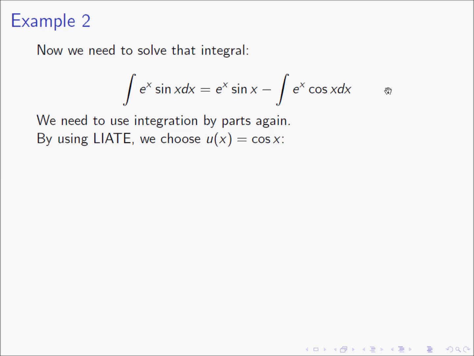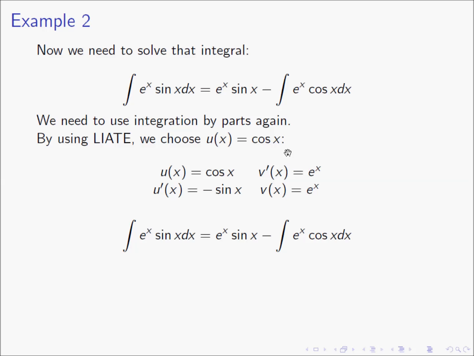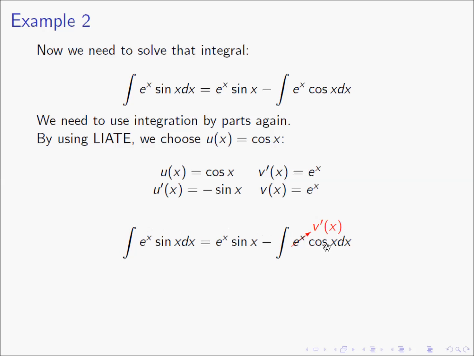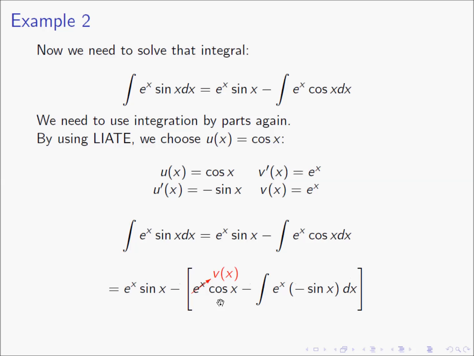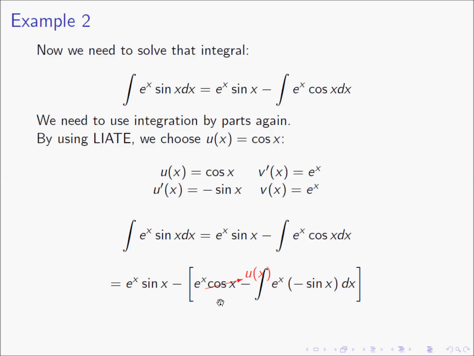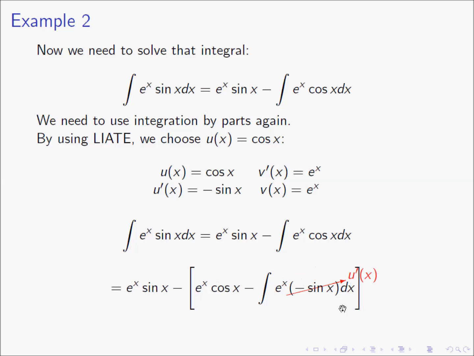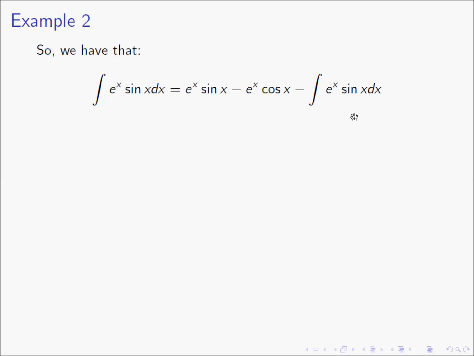So apply LIATE again. Here we have again exponential and trigonometric. So we choose u of x equals cosine of x. v prime is e to the x, u prime is minus sine, and v is e to the x. So we apply integration by parts to this integral, where v prime is e to the x and u is cosine of x. So this integral equals what is between the brackets here. We have v, that is e to the x, times u, that is cosine of x, minus the integral of v, that is e to the x, times u prime, that is minus sine of x. Doing the algebra we get this expression.